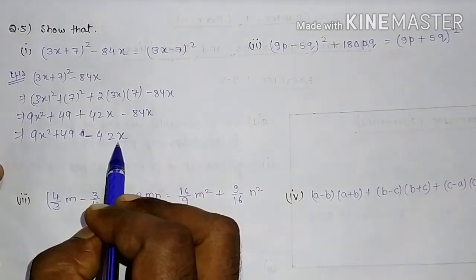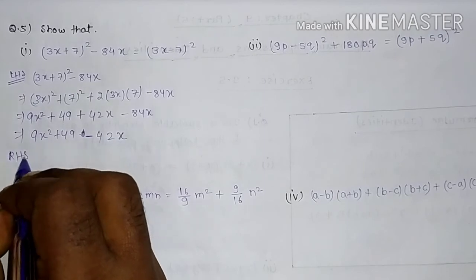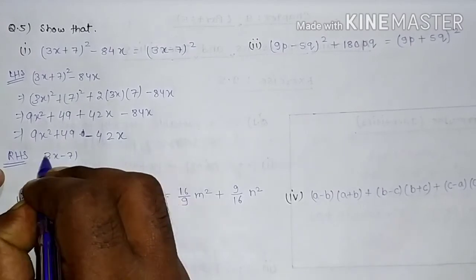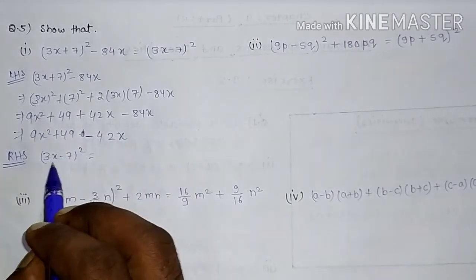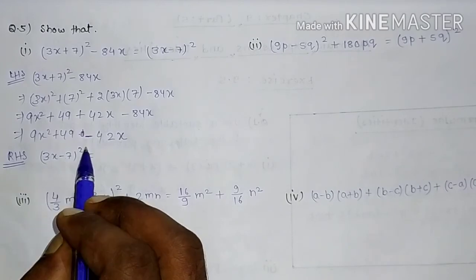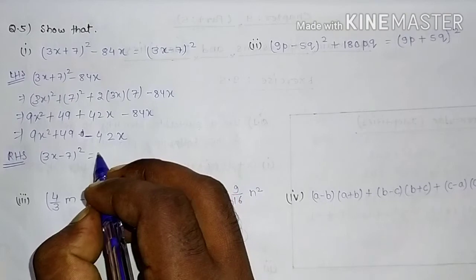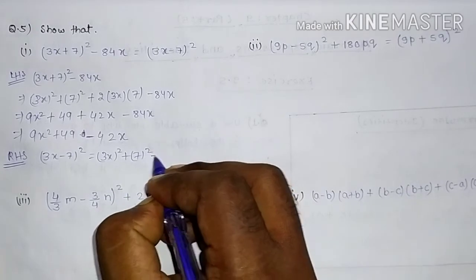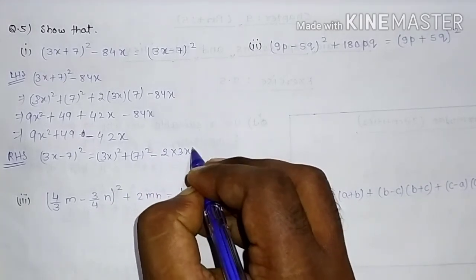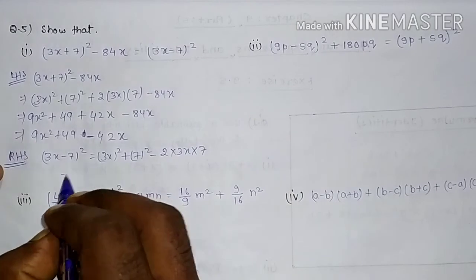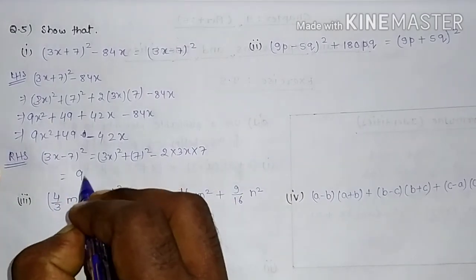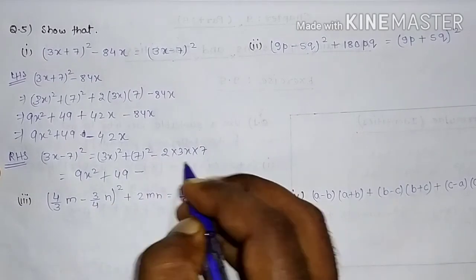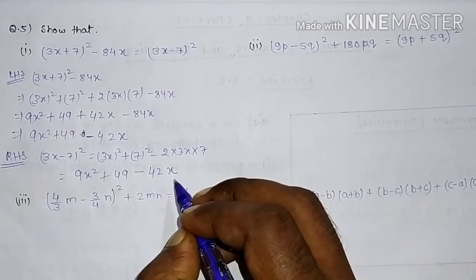So this is the LHS part. Let's solve the RHS part. So RHS is (3x minus 7) whole square. This expression is in the form of (A minus B) whole square. So just apply the formula, that is A square, (3x) whole square, plus B square, that is 7 square, minus 2AB, that is 3x into 7. So (3x) whole square is 9x square, plus 7 square, that is 49, minus 2 into 3 into 7, that is 42x. So this is the RHS part.